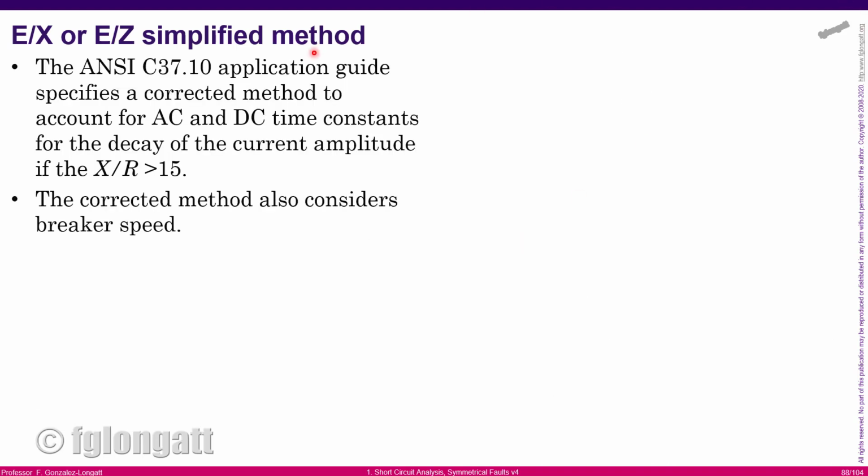For more details, you can go to ANSI C37.10. Probably you are wondering why this gentleman cares about this simplified method. Because in real life, you want to know what the real current is at the moment that you are interrupting the short circuit fault, the moment that the contacts of your circuit breaker are interrupting the current. This is one way to do it.